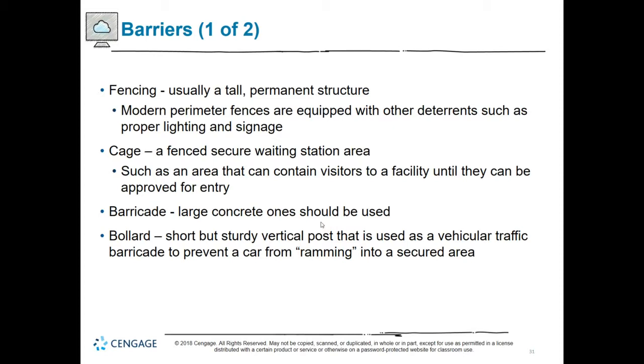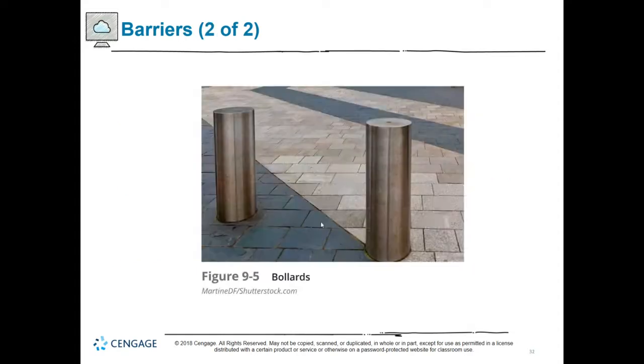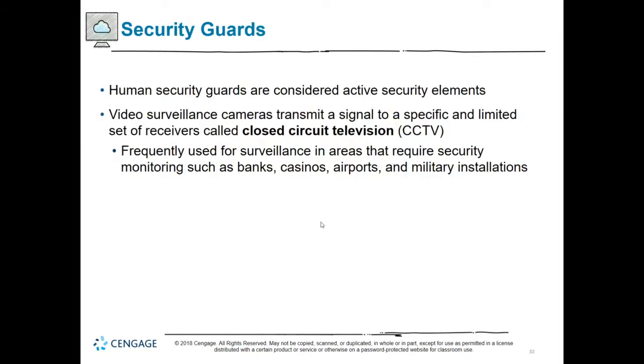The bollard is a short but sturdy vertical post used as a vehicular traffic barricade, which is used to prevent cars from slamming into a secure area. We've seen an example of those here. You guys have all seen those in the past. Now, the barriers are great. We also need to consider the human element, security guards. These are called active security elements. Video surveillance cameras can also be used.